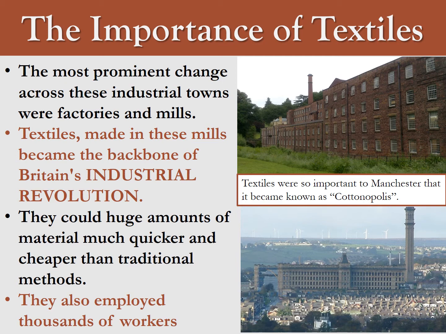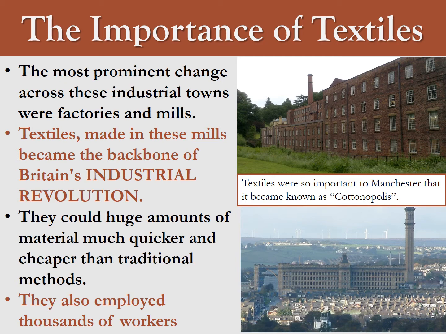One of the most significant changes and one of the drivers of this industrial revolution in Britain, one of the most prominent changes across these industrial towns, were factories and mills, and here are two examples on the screen in front of you. Textiles made in these mills became the backbone of Britain's industrial revolution. These mills and factories could produce huge amounts of material much quicker and much cheaper than traditional methods, and as a result they also employed thousands of workers.